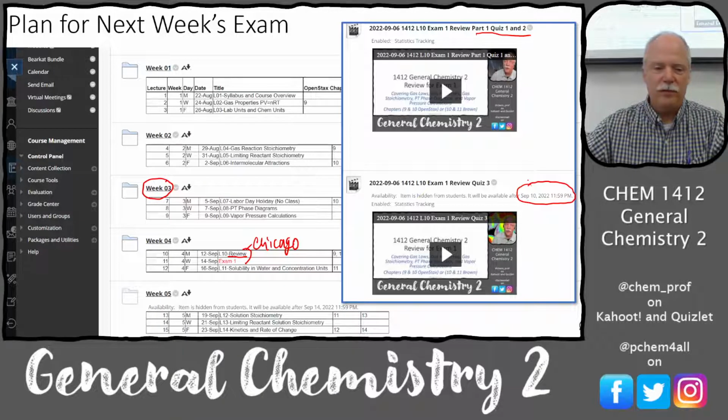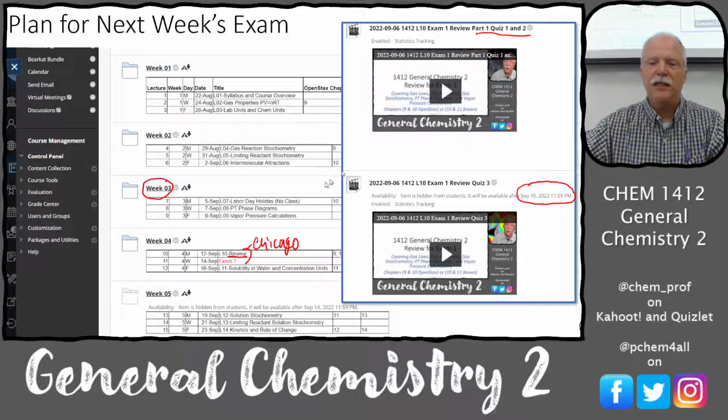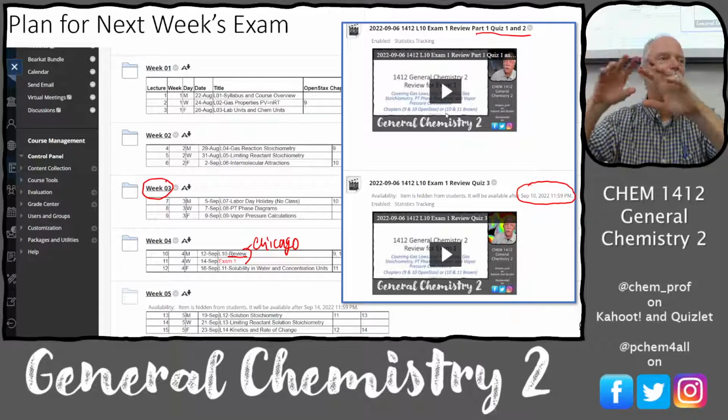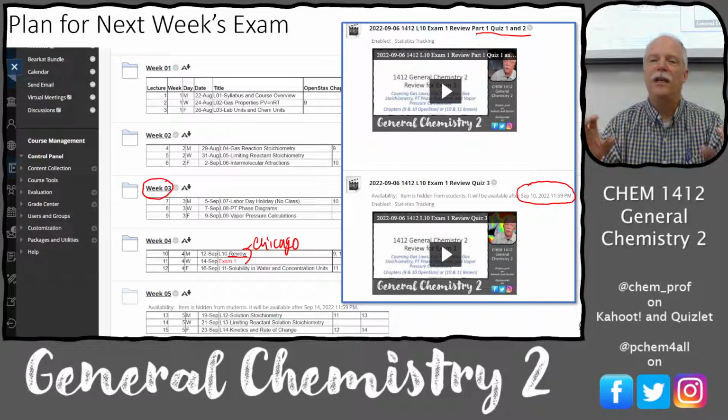You will have an equation sheet. The equation sheet that you get to use is in this video. So you'll see it. It has all the temperature conversions, all the pressure conversions and volume conversions, and it has the Clausius-Clapeyron equation.